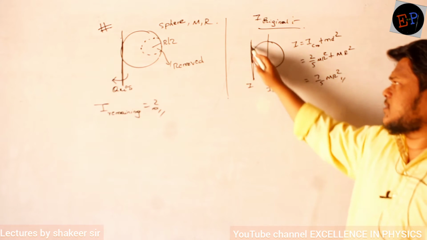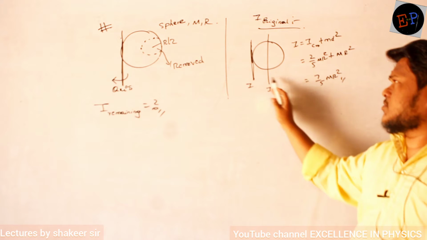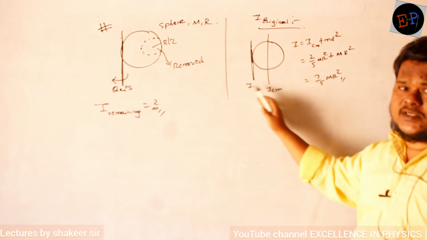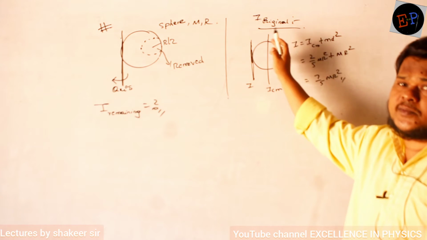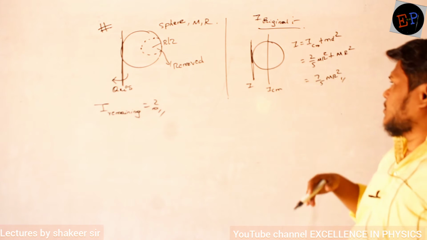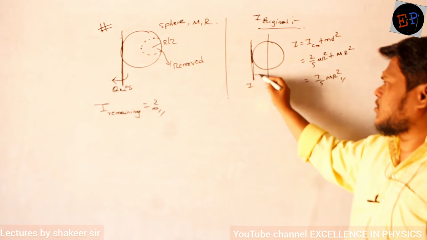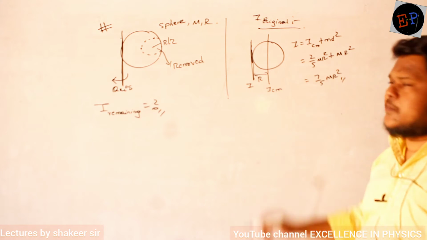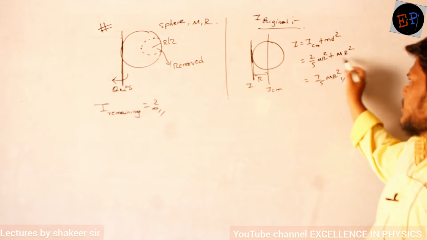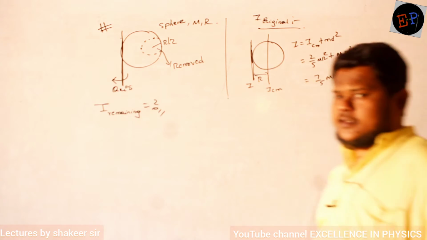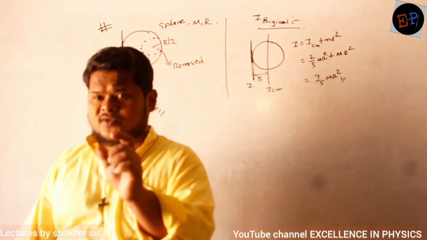Now I want the moment of inertia about this axis. So first we use the parallel axis theorem to find the moment of inertia of the original body. What is the moment of inertia? 2 by 5 mr square, and these two axes are separated by how much distance? They are separated by r distance. So 2 by 5 mr square plus mr square, 7 by 5 mr square. That is the moment of inertia of the original body.